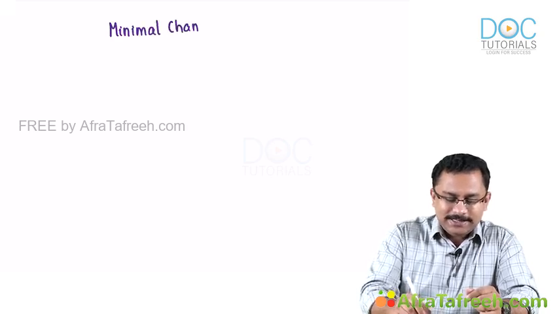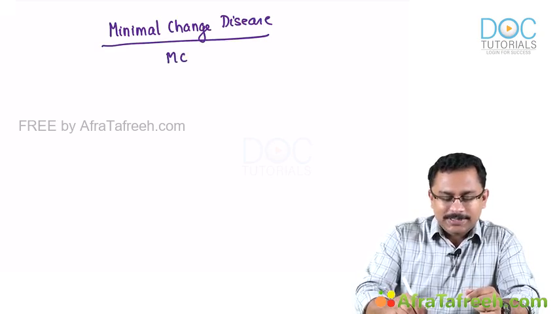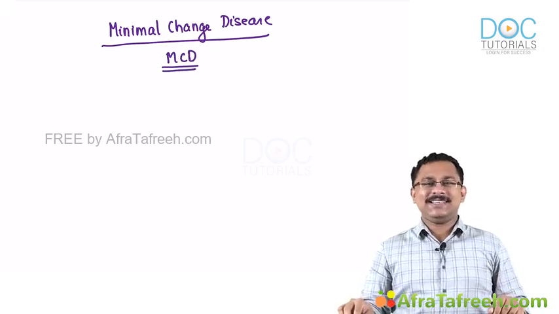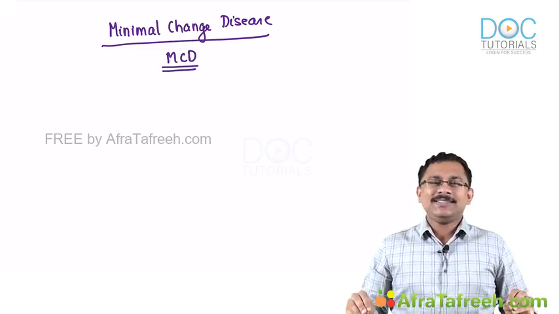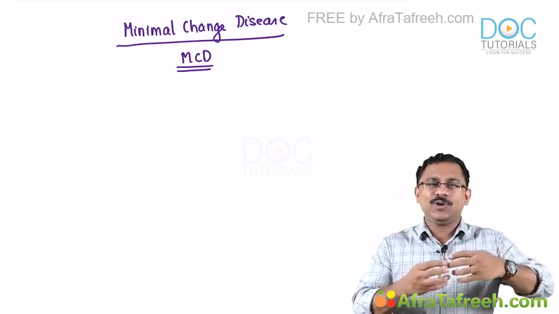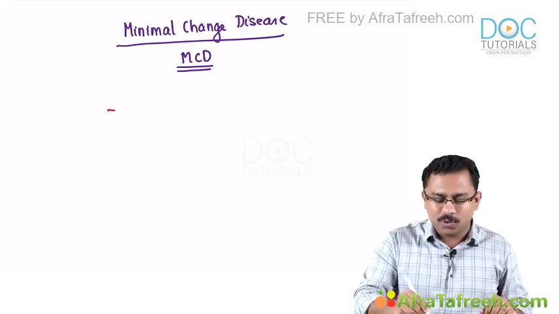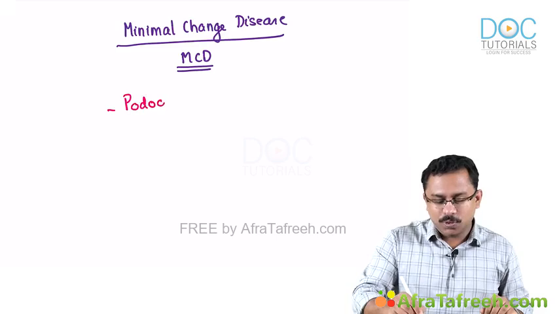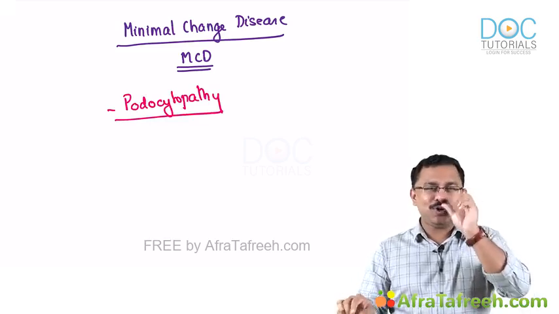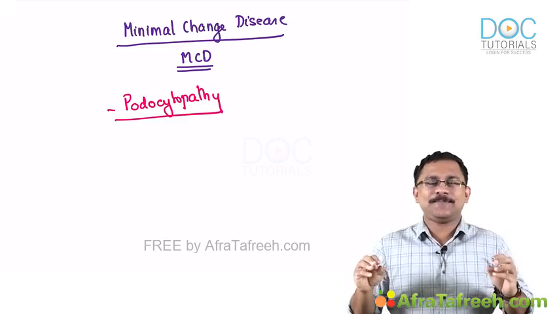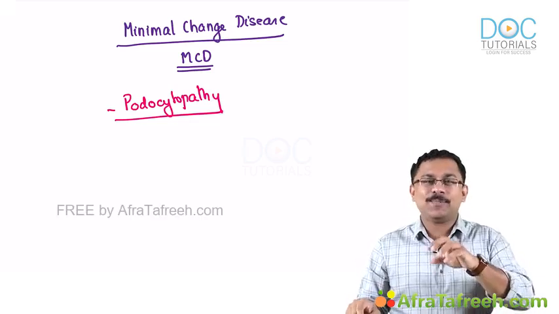Minimal change disease, which is abbreviated as MCD. So first of all, let's try to understand what this minimal change disease is. See, minimal change disease is actually grouped under a glomerular disorder. But remember that this is actually a podocytopathy. And what do I mean by a podocytopathy? Some disorder in which the podocytes, that is your visceral epithelial cells of the Bowman's capsule, are affected. So it is a podocytopathy.